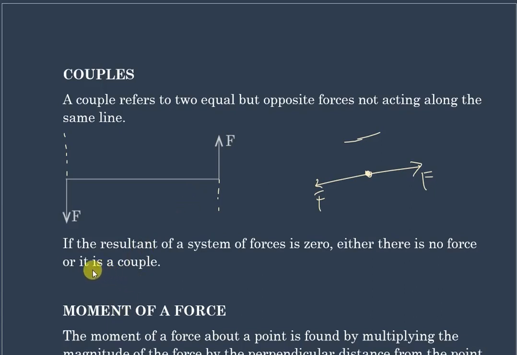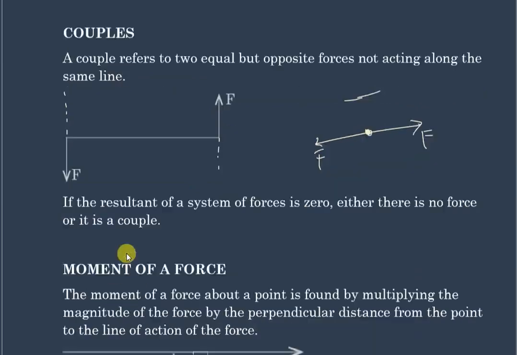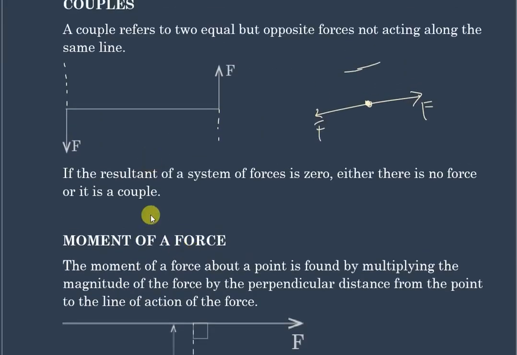And as I said, if the resultant of a system of forces is 0, either there is no force or it is a couple. That is what we need to know. If the resultant of a number of forces gets to 0, then it is most likely that those forces constitute a couple, that the forces are equal and in opposite directions.